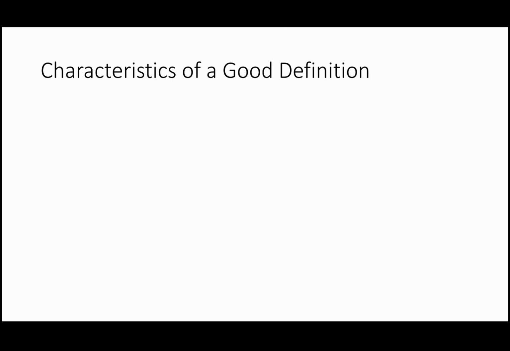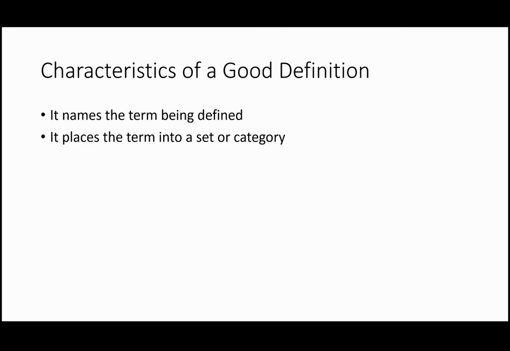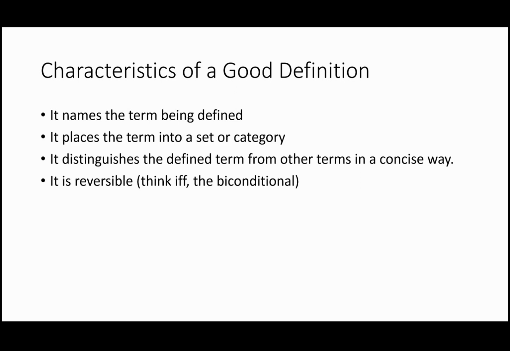So among those first collection of things in the mathematical systems that were just discussed, terminology. A good definition does these four things. It names the term being defined, like you can't define something without the term that's being defined. It places the term in a set or category, and that gives it context, and that's very important because sometimes the same term will be used in a different context and it'll have a totally different definition.